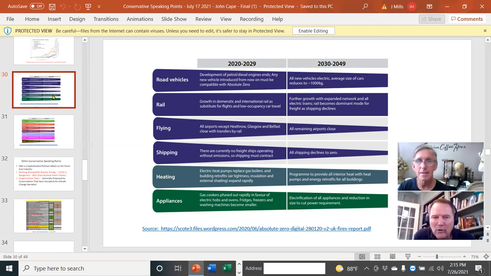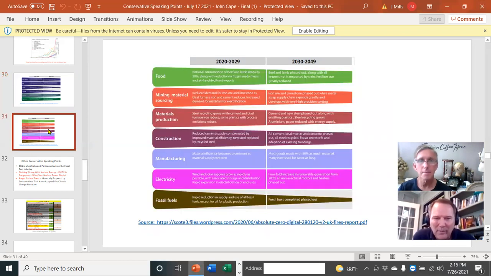And then you look at the next slide, and this shows some more from that same table. And so they show all fossil fuels completely phased out. All electricity, a fourfold increase in renewable generation from 2020. You know, and you've got materials. They've got cement and new steel, you know, phased out.